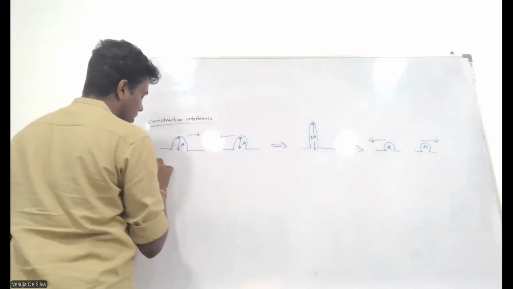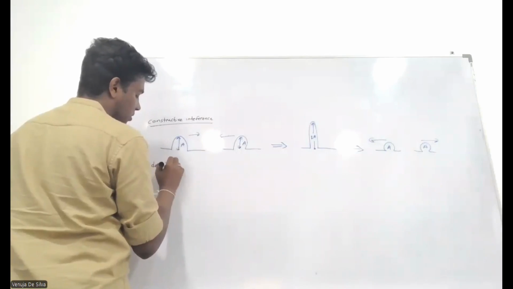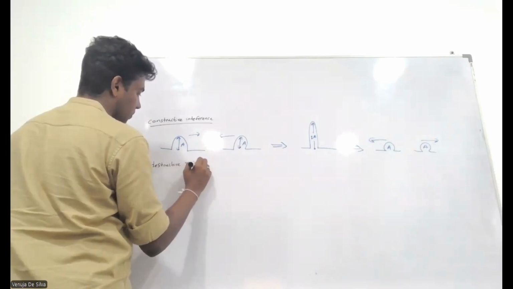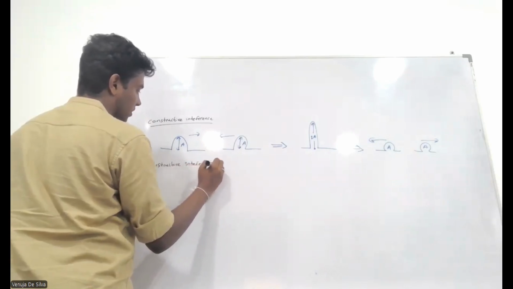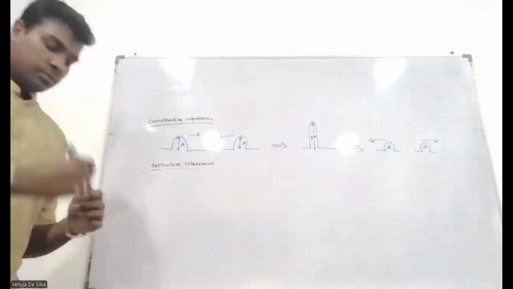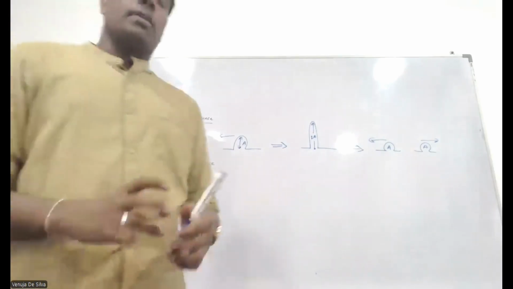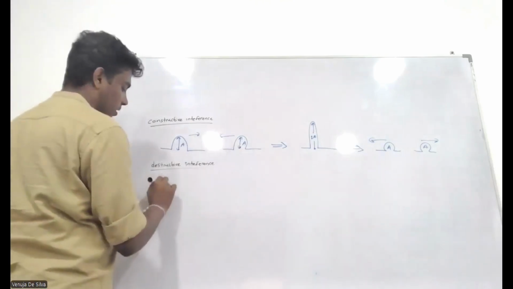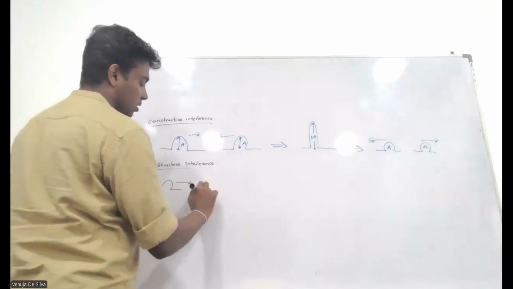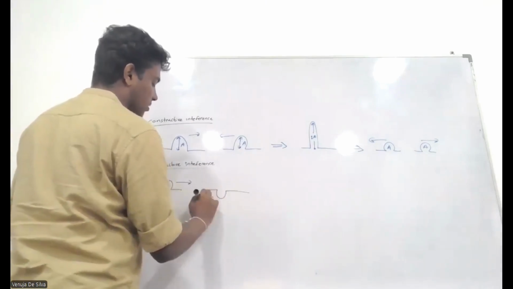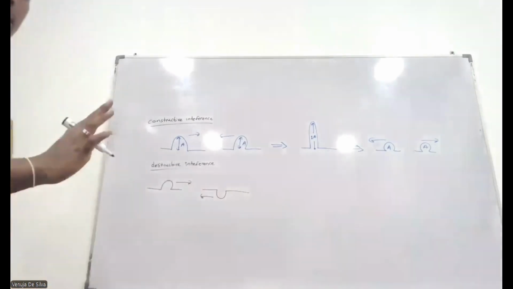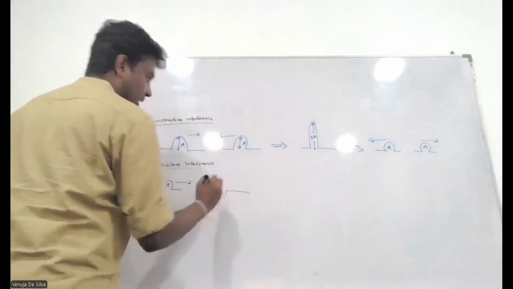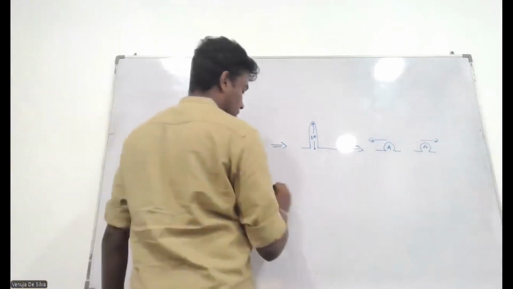Then we have got destructive interference. What is destructive interference? Basically, destructive interference means, imagine the pulse is like this, coming in this direction, then there is another pulse going in this direction, right? So this is A, this is again A. What's going to be the resultant wave?